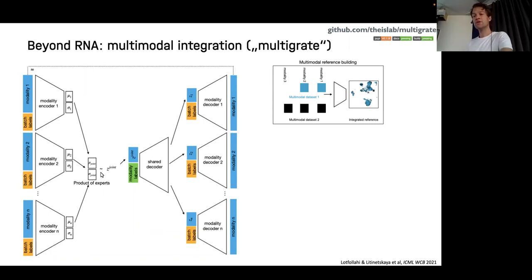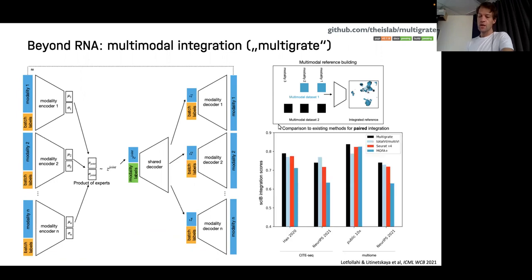In this case, what Nastya used, and I should mention this is work from Mo and Nastya, is something called product of experts, which actually lets you also drop out some particular modality. So we benchmarked and compared things a little bit. There are some methods for paired integration, but they only work if you have measured everything. In this case, we can also have some dropout of things and it also allows you to integrate. But for the paired one, if you compare a bunch of these methods, we usually perform quite well. So it's definitely comparable, but outperforming actually.